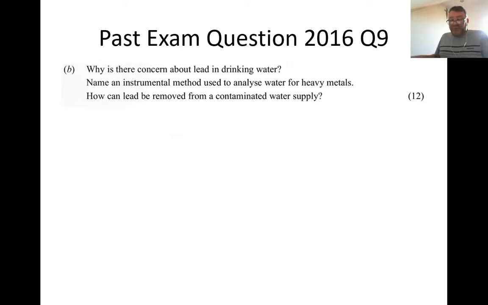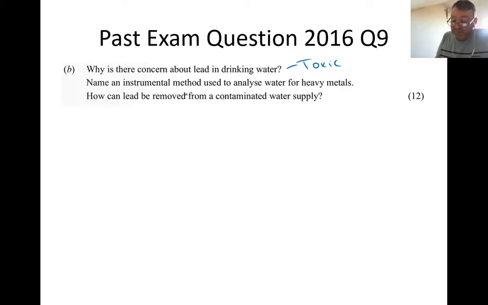Why is there concern about lead? Well, lead, as we already know, in drinking water is toxic. It's a very toxic metal, okay? In small, tiny quantities, it's okay, the body can tolerate it, but once it gets to a critical level, then we start to see the harmful effects.